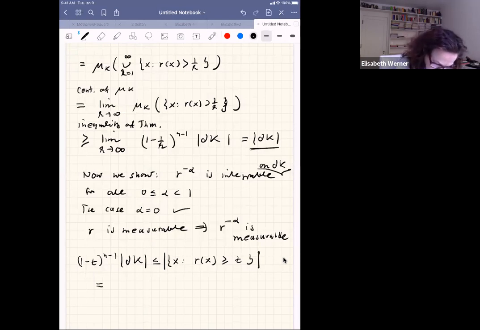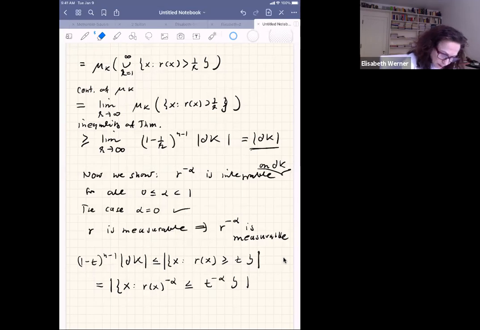Now we want to bring in, of course, our functions r to the minus alpha and not just r. So that's the (n-1)-dimensional volume of the set of all x in the boundary of K for which we have that r(x) to the minus alpha is smaller or equal than t to the minus alpha. So nothing has happened. But now what we'll do, we make a change of variable. One over t to the alpha, or t to the minus alpha, we put that equal to s, and rewrite this inequality in s.